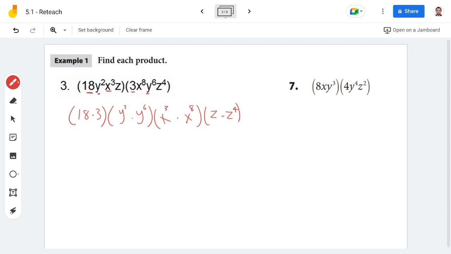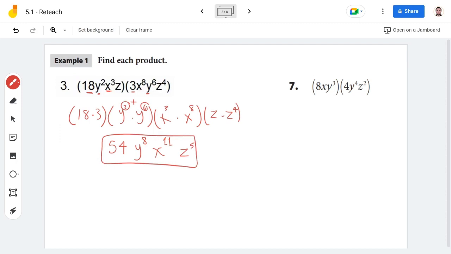Now let's multiply. 18 times 3 is 54. y squared times y to the power of 6: we add the powers, so 6 plus 2 is equal to 8. Then x to the power of 3 times x to the power of 8, which is x to the power of 11. Then z to the power of 5. That's how we can multiply the monomials.